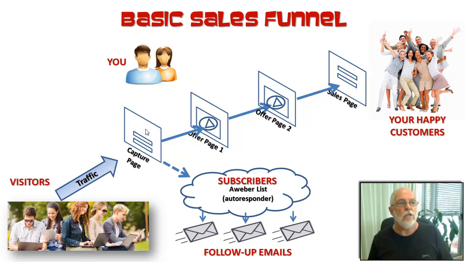So once the name and email address is entered, a couple of things happen. One is that information, the name and email address, gets dropped into your autoresponder, and that's where your subscribers live, as it were. So that could be Aweber or GetResponse. They're the two big ones. I use Aweber.